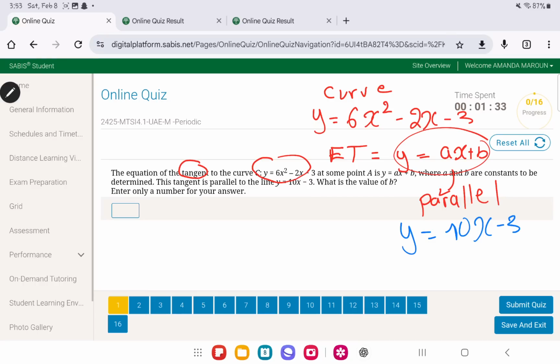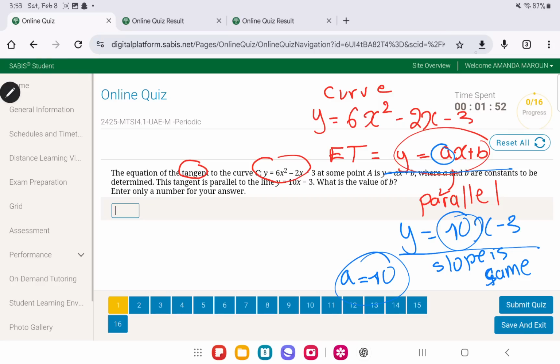What does it mean parallel? Parallel means that the slope is the same. So if the slope is the same, in this equation, the slope is 10. That means in this equation over here, the slope a is going to be 10. And directly, we found the value of the slope.